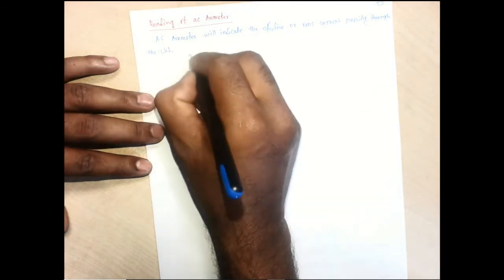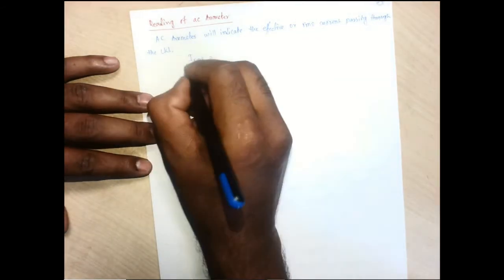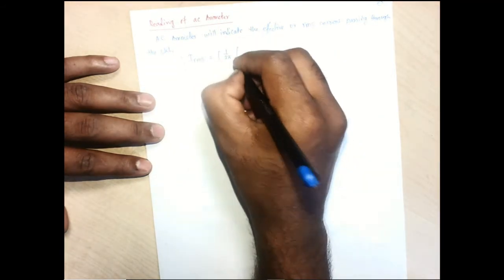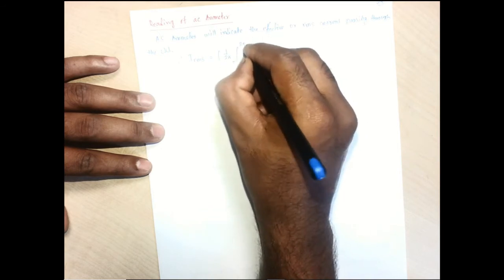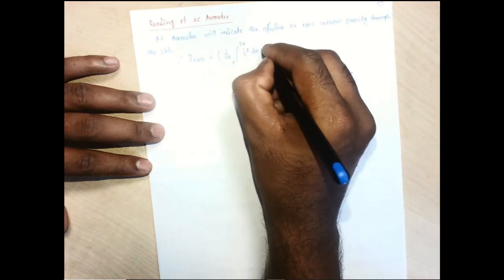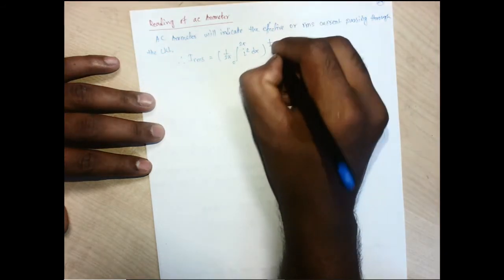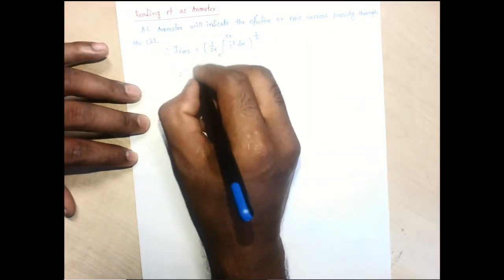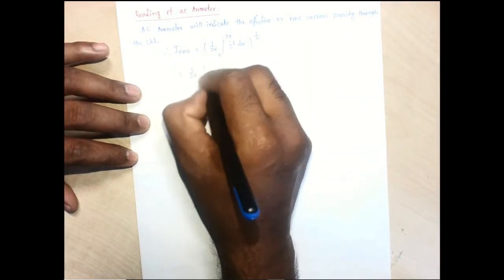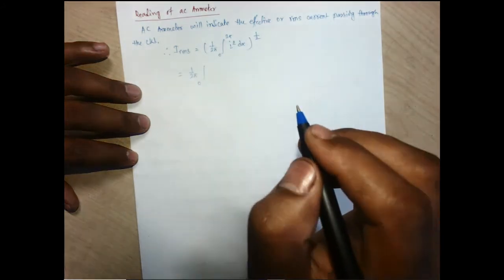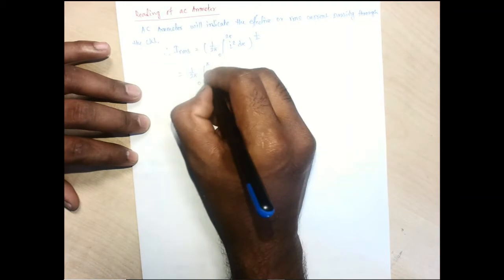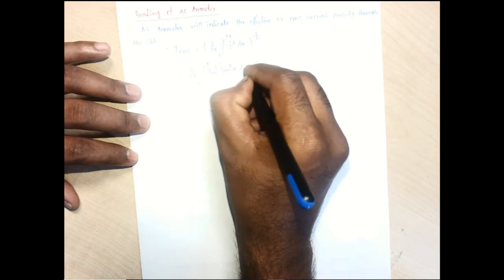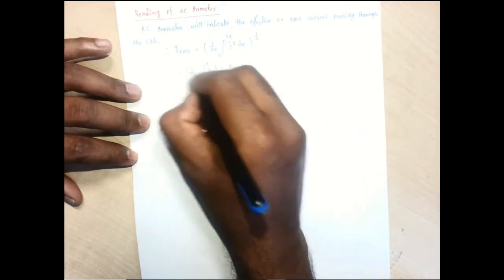So I am just writing this: IRMS is equal to 1 by 2π integration 0 to 2π I square d alpha, whole to the power half. So let us find out this value: 1 by 2π, 0 to π. We are having the current from 0 to π only. Then it is Im square sin square alpha d alpha, whole to the power half.